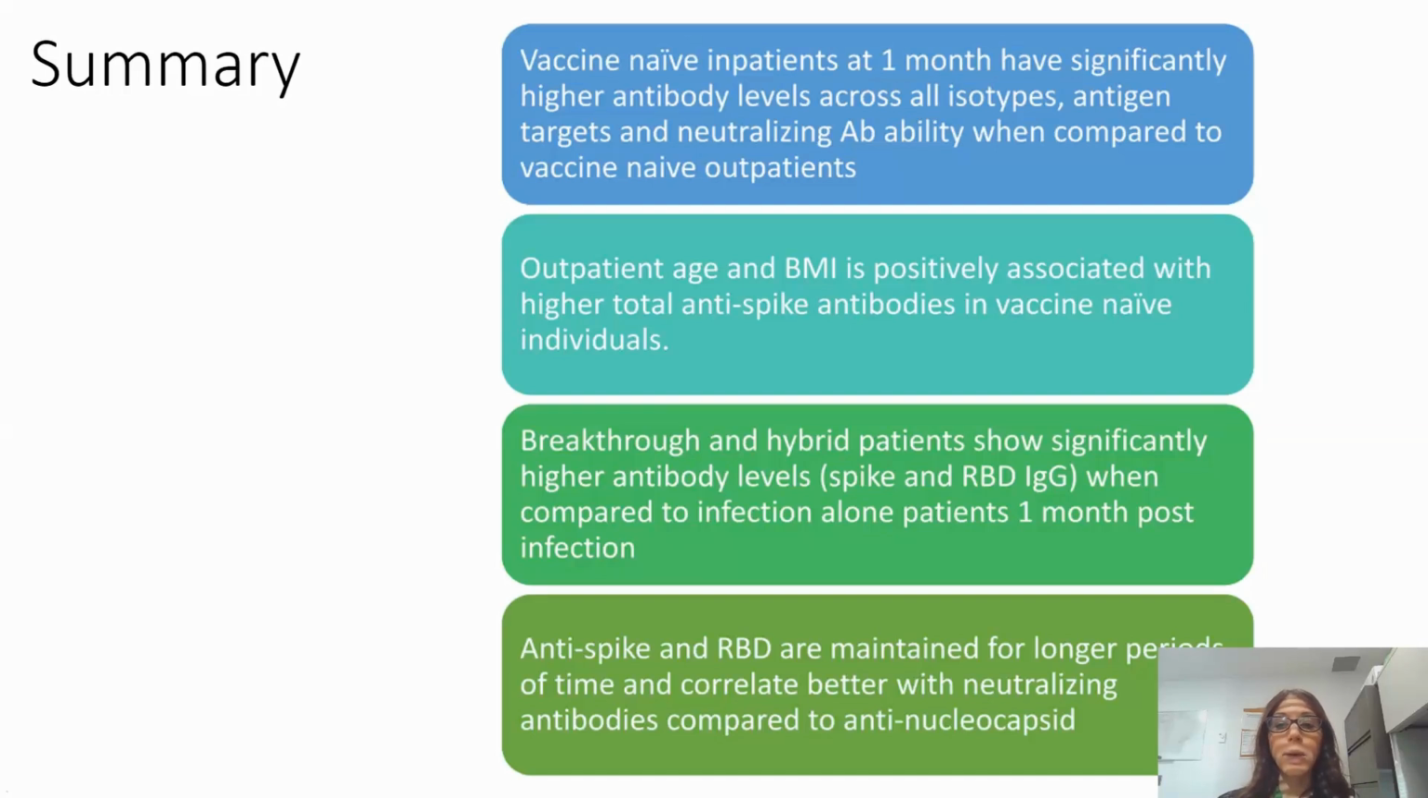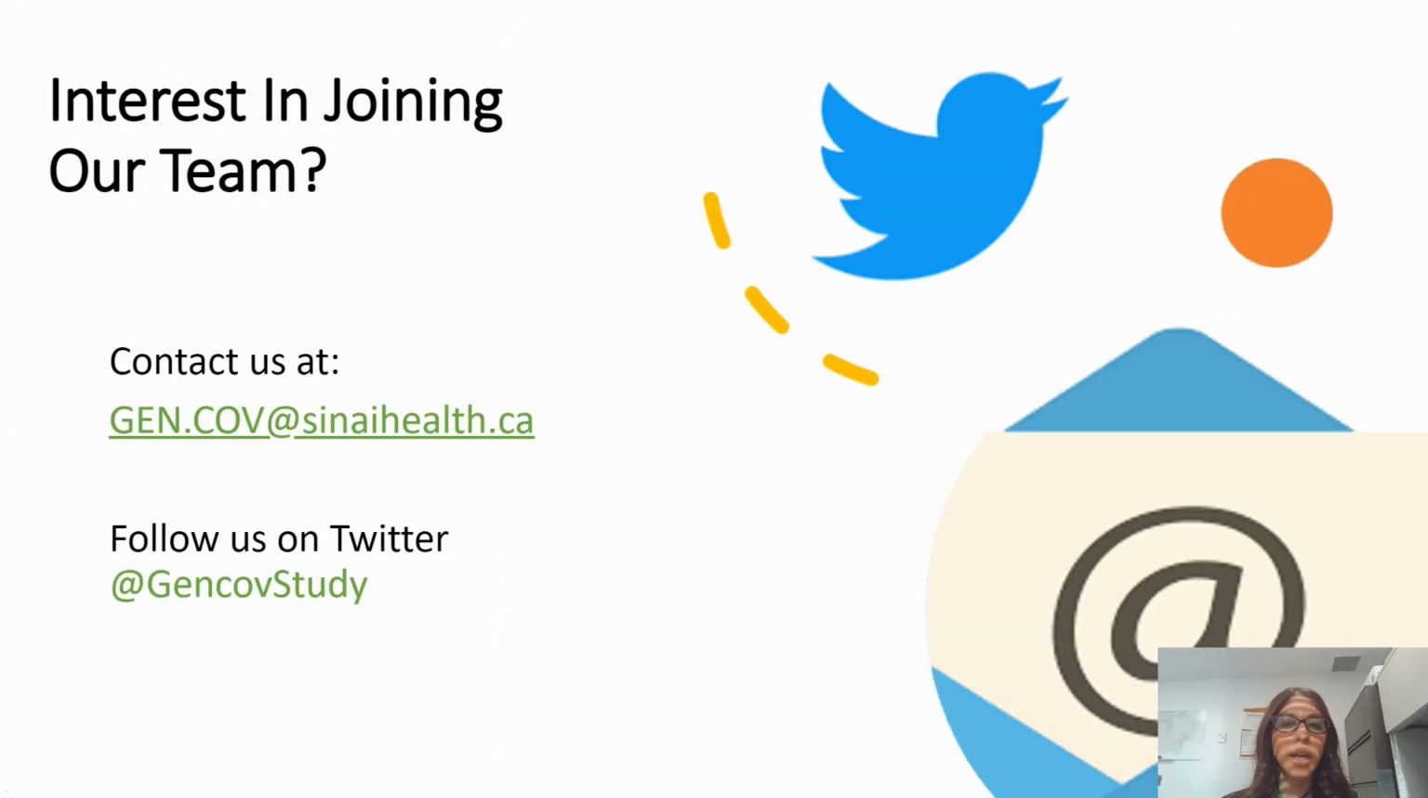I showed that breakthrough and hybrid patients show significantly higher levels of antibodies, particularly spike and RBD IgG, when compared to infection alone in patients at 1 month post-infection. And lastly, anti-spike and RBD are maintained for longer periods of time and correlate better with neutralizing antibodies compared to nucleocapsid. So with that, I will wrap up my presentation.